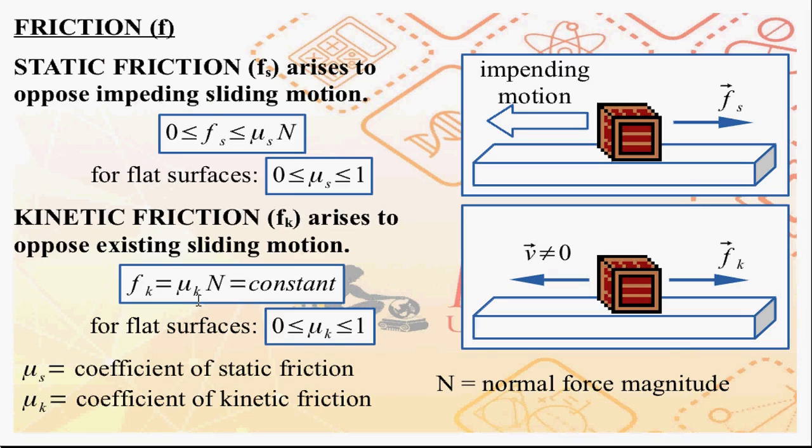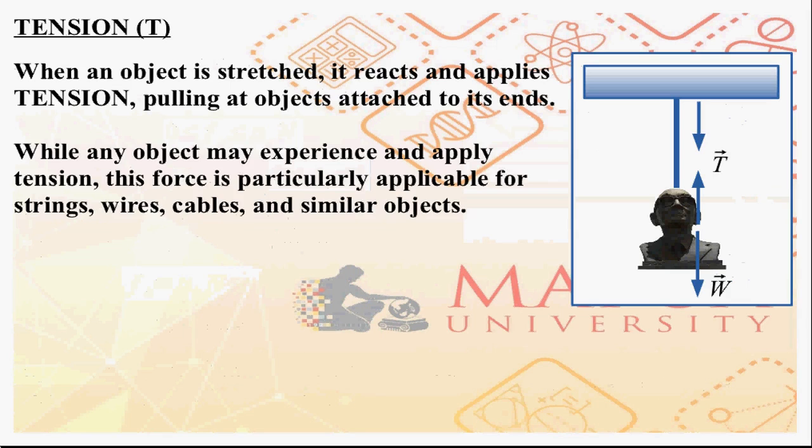Lastly, we have tension, capital T. When an object is stretched, it reacts by applying tension, pulling at objects attached to its ends. While any object may experience and apply tension, tension is particularly applicable for strings, wires, cables, ropes, and so on.